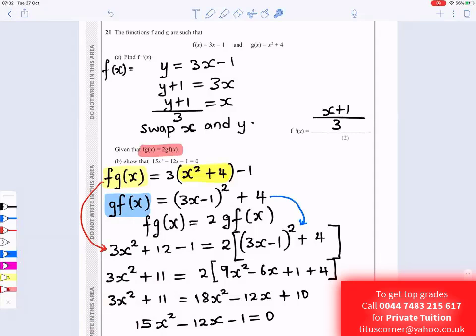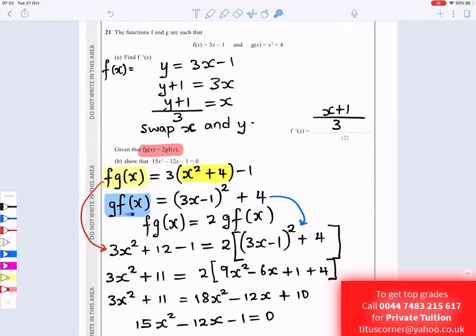So let's go. fg of x, whatever g of x is, g of x is x squared plus 4. We take that and replace the x in f. So the x squared plus 4, which comes from the g of x, that replaces the x in the f of x. So that would give you 3 bracket x squared plus 4 minus 1.